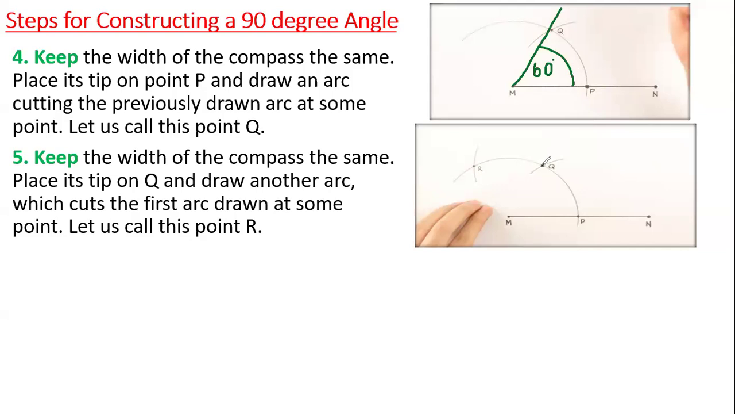That means we come here at point Q, and then we draw another arc here at point R. We do not connect M and Q. What we do instead is put the tip of our compass at Q and draw an arc, and the point at which our new arc intersects our previously drawn arc, we call that point R. That is what step 5 says: keep the width of the compass the same, place its tip on Q, and draw another arc, which cuts the first arc drawn at some point. Let us call this point R.